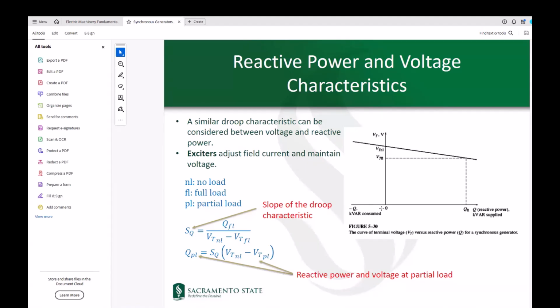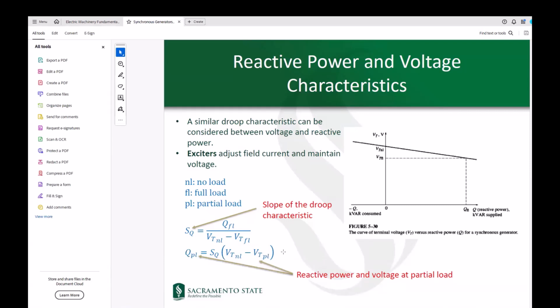The same type of relationship will exist between the terminal voltage and the reactive power delivered. Here reactive power is 0 when we are under no load. This VT under no load would be this much. When we are providing the full reactive power, then VT, the terminal voltage at full load condition, would be this. When we connect these two, we get a line which has a certain slope. That slope comes from this equation. And this is going to be the relationship between this line and the Q delivered at partial load with respect to the voltage in terminal at partial load conditions.